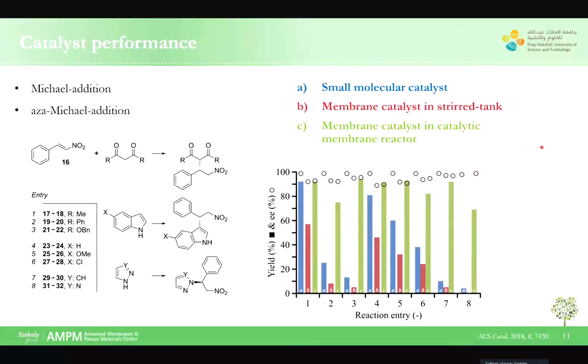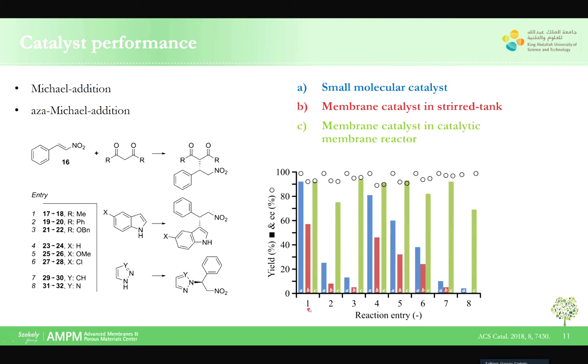Based on the actual data, if you look at the EE values, they are more or less the same. They're all between 90 and 100%. So we can safely say that we did not basically damage the catalytic activity of our catalyst, and it is still suitable for asymmetric catalysis.